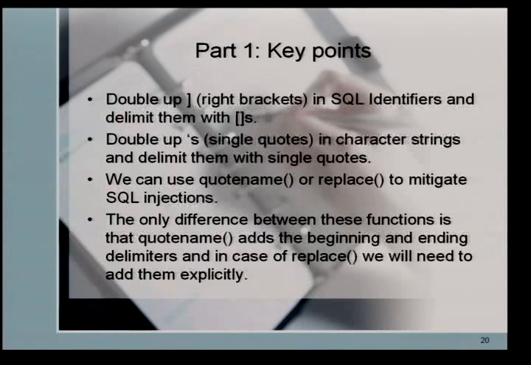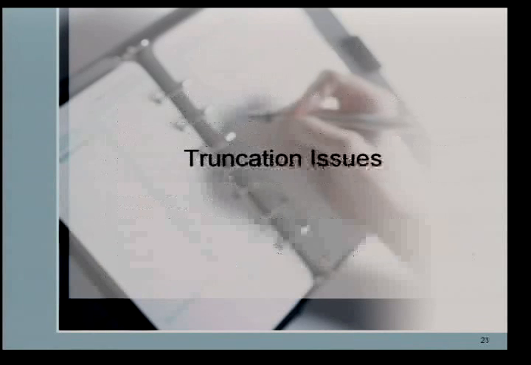So just to highlight the key points till now: if you are preparing a delimited identifier, double all the occurrences of right square brackets and add the beginning left square bracket and ending right square bracket as the delimiters. For string data, always double the occurrences of single quotes within the string data and use single quotes as the delimiters. We can use QUOTENAME or the REPLACE function, and the only difference between these 2 functions is that QUOTENAME adds the delimiters and REPLACE doesn't. So, any questions so far?